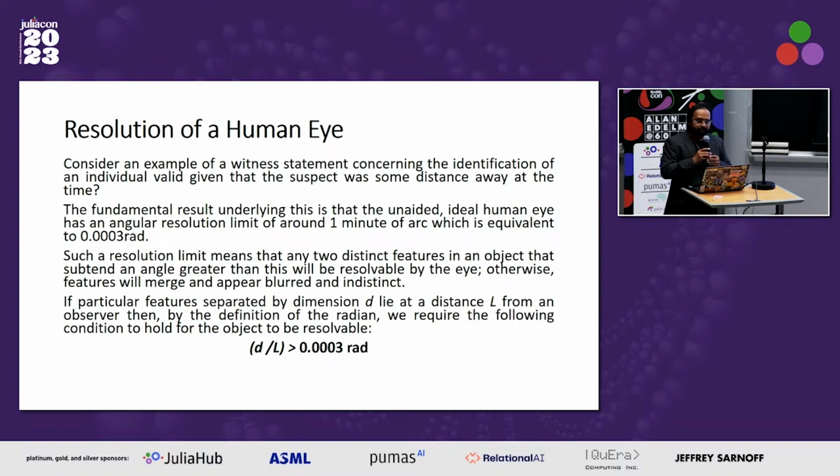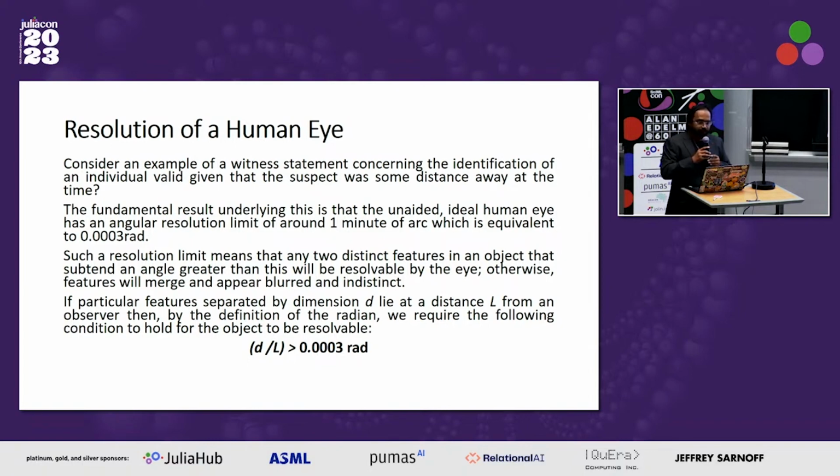The fundamental result underlying this is that the unaided ideal human eye has an angular resolution limit of around 1 minute of arc, which is equivalent to 0.0003 radians. Such a resolution limit means that any two distinct features in an object that subtend an angle greater than this will be resolvable by the eye. Otherwise, features will merge and appear blurred and indistinct.